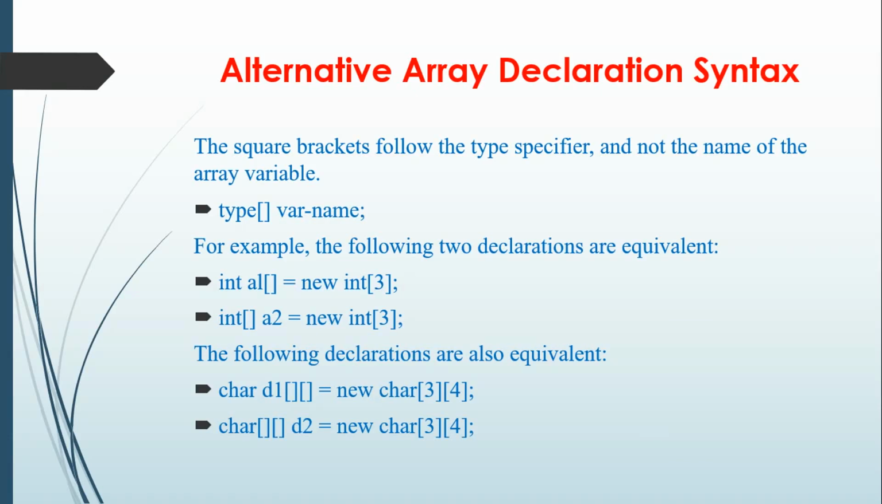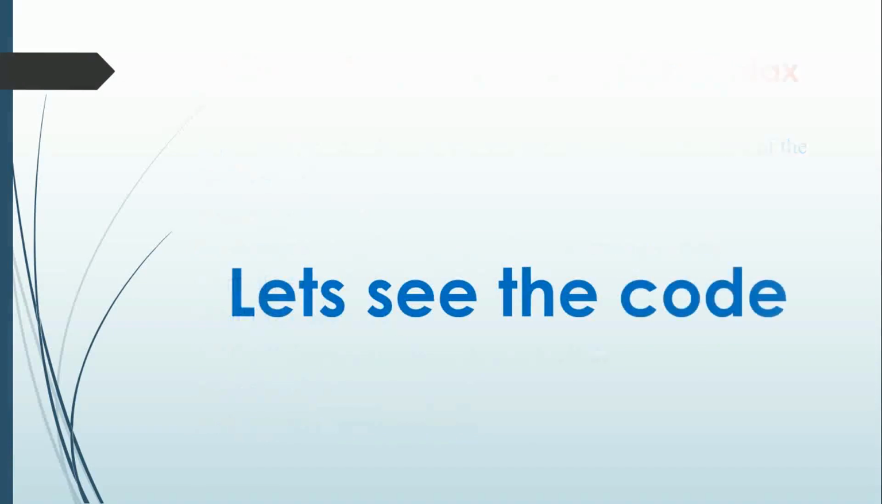So these are the alternative array declaration syntax. We can use it either after the variable name or before the variable name. Both are compatible and work the same way. Let's see the code for how to implement these types of arrays.